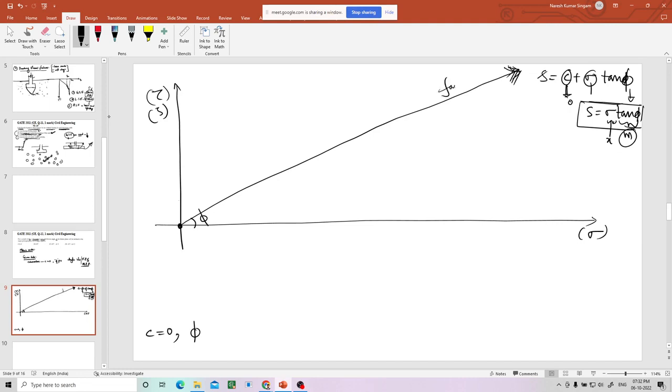This is the failure envelope. Okay. Now what do I do?